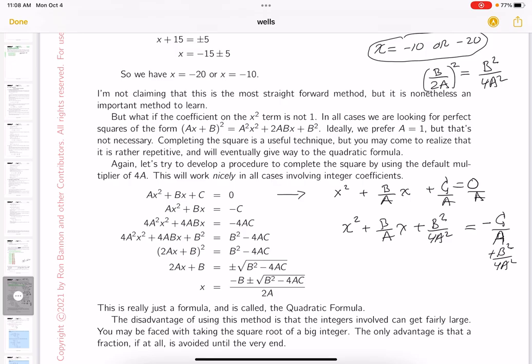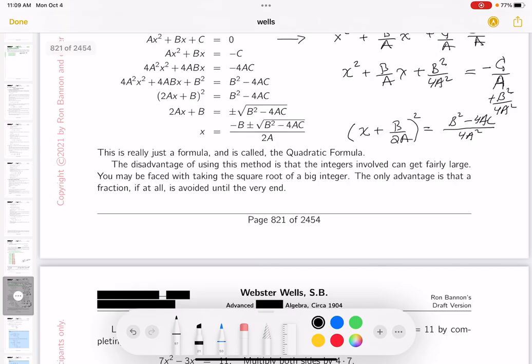Well, the left side's really easy to do. What is it going to be? X plus b over 2a squared. The right side's kind of complicated. It's 4a squared. It's a common denominator. You would get b squared minus, well, I got a common denominator, 4a squared, so it's 4ac, right? Use the square root rule now. I'll write that down for you.